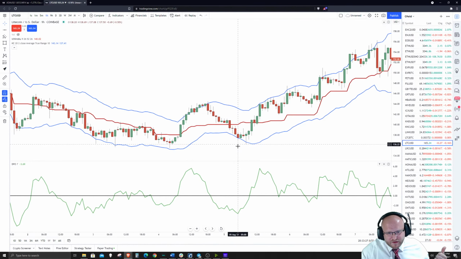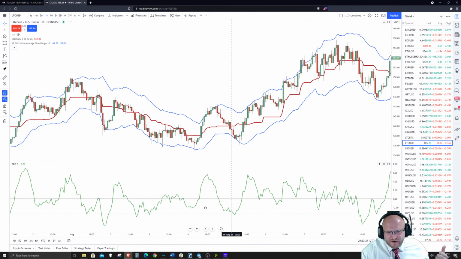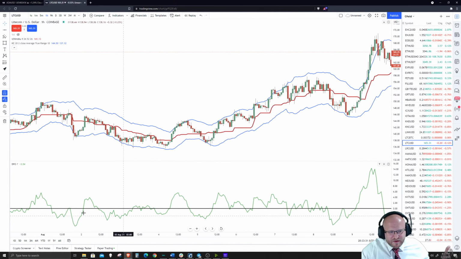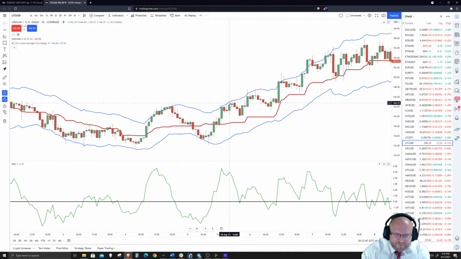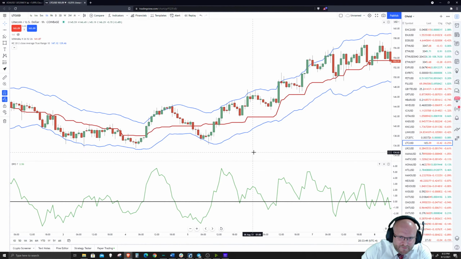Now what I'm looking for is an extreme. Is that at an extreme? Sure, this has been a place that has had support before. Now what am I waiting for? I'm waiting for the cross above the 0 line. There's your entry at the close, 141. And then it would have turned out profitable.